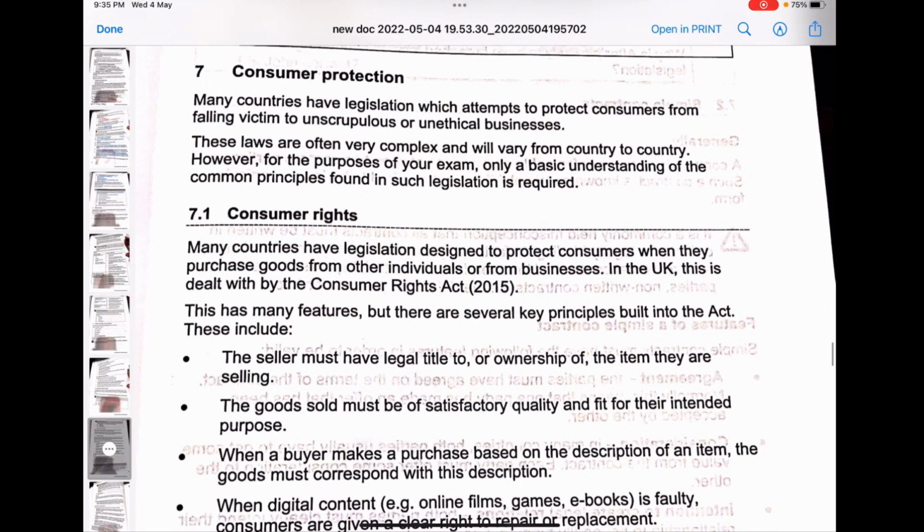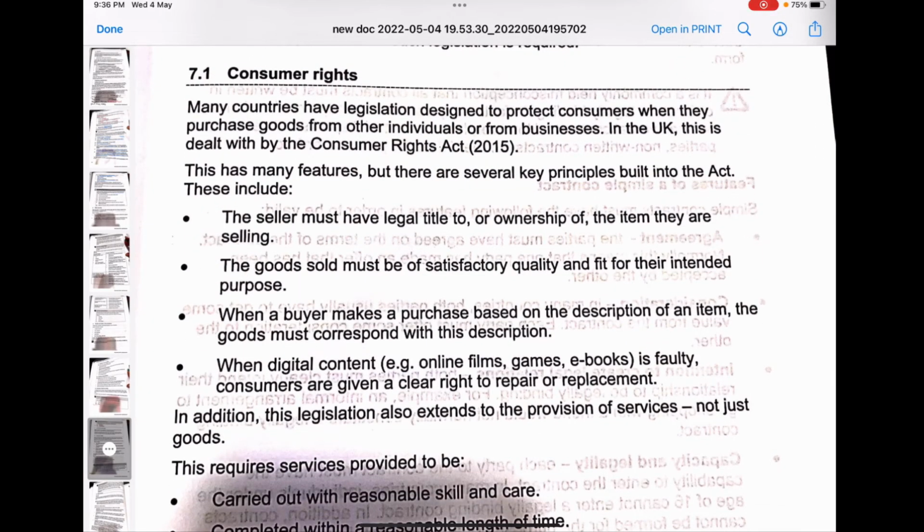Consumer protection. Many countries have legislation which attempts to protect consumers from falling victim to unscrupulous or unethical businesses. These laws are often very complex and will vary from country to country. However, for the purposes of your exam, only a basic understanding of the common principles found in such legislations are required. So, first we have consumer rights. Many countries have legislation designed to protect consumers when they purchase goods from other individuals or from businesses. In the UK, this is dealt with by the Consumer Rights Act 2015.